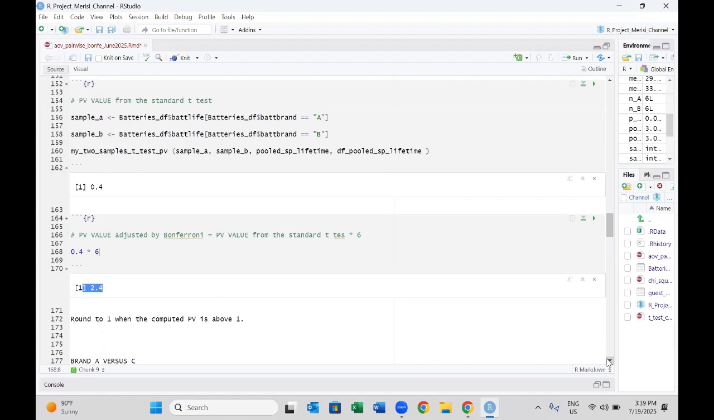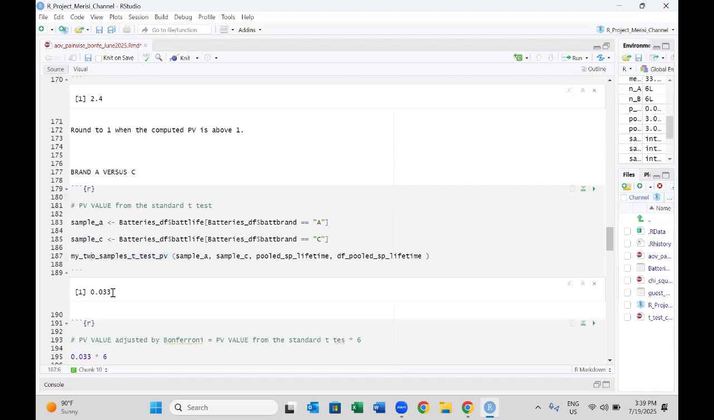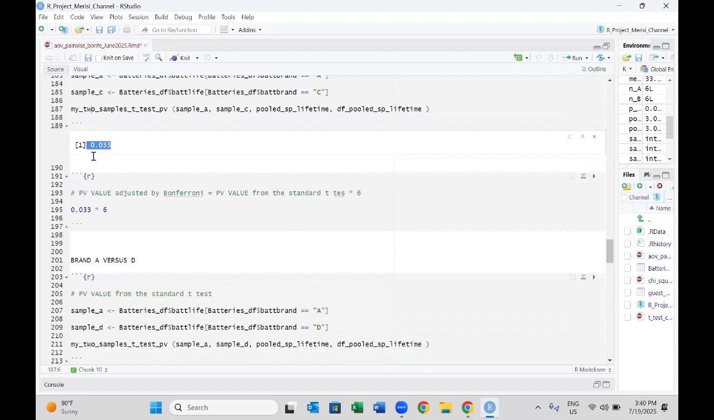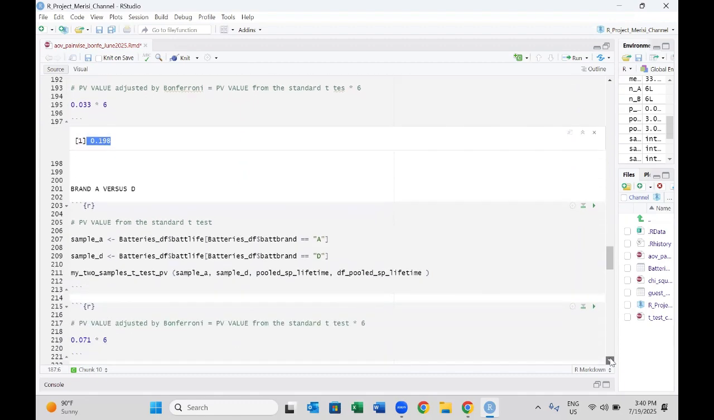Guys, we repeat the same procedure for the other brands. This is A versus C, A data, C data. Then we apply that function again for AC, and that's the p-value for the standard t-test. So to get the Bonferroni p-value, we multiply by 6. There you go, that's the Bonferroni p-value. And we repeat the same thing for each pair. I'm going to share this number with you, and then you can run all of this code by yourself and check, okay?